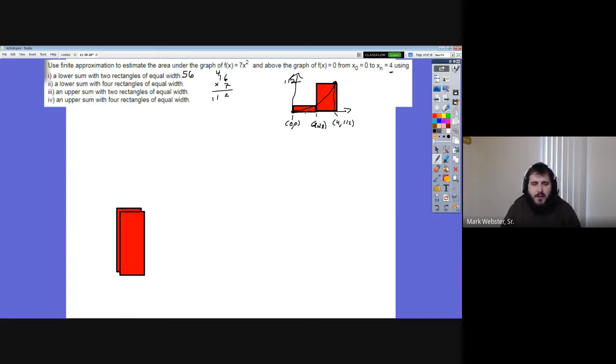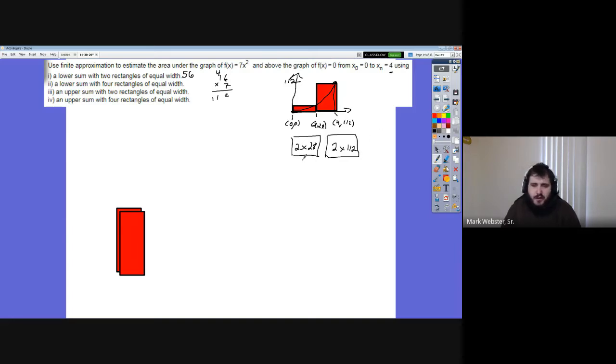Now we're coming from the other side, the upper sum with these two rectangles. Well, what's the base and the height now? Here the base is still 2. Now the height is this. The y value is 28, right? Here, the base is still 2, but now the height isn't 28 anymore. It's 112, right?